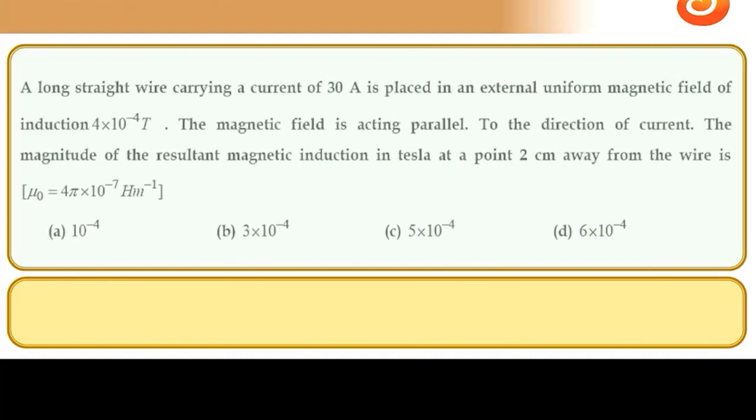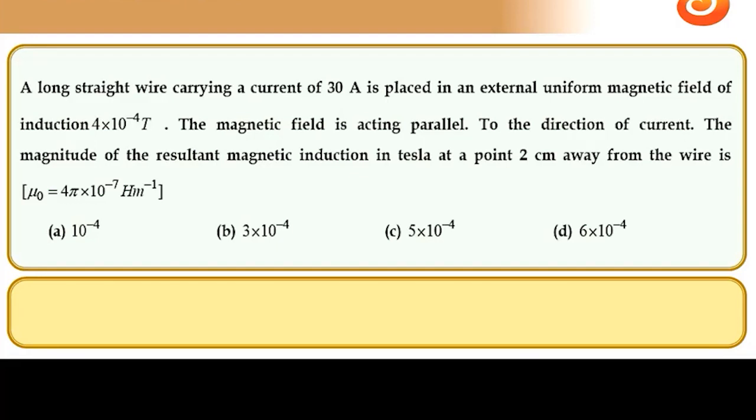Example 2. A long straight wire carrying a current of 30 ampere is placed in an external uniform magnetic field of strength 4 into 10 to the power of minus 4 Tesla. The magnetic field is acting parallel to the direction of the current. The magnitude of the resultant magnetic induction in Tesla at a point 2 centimeter away from the wire is? They give you the value of mu naught as well.